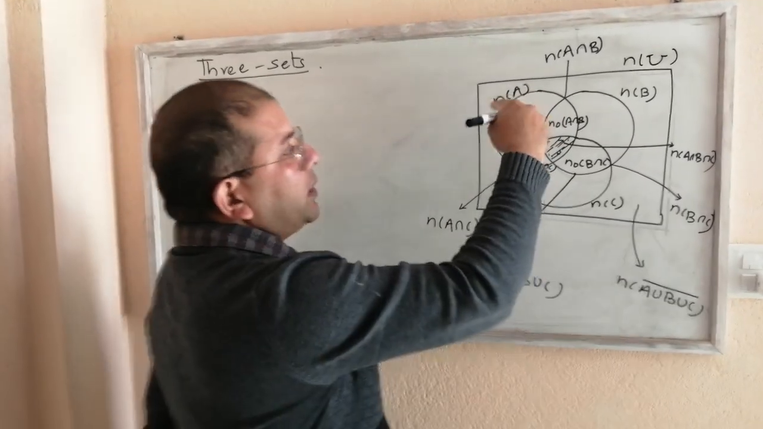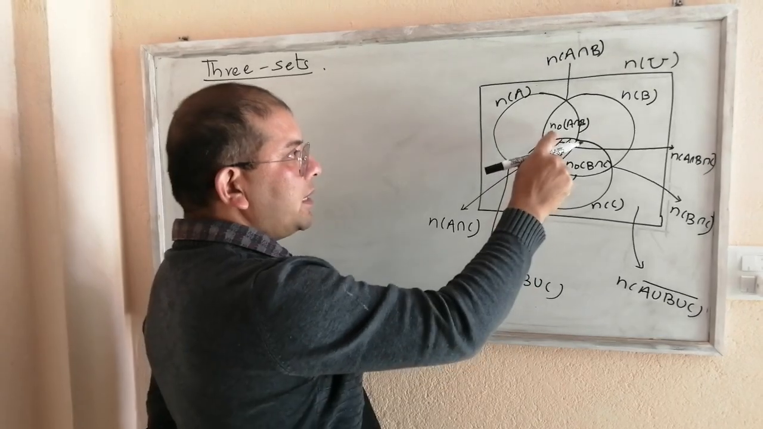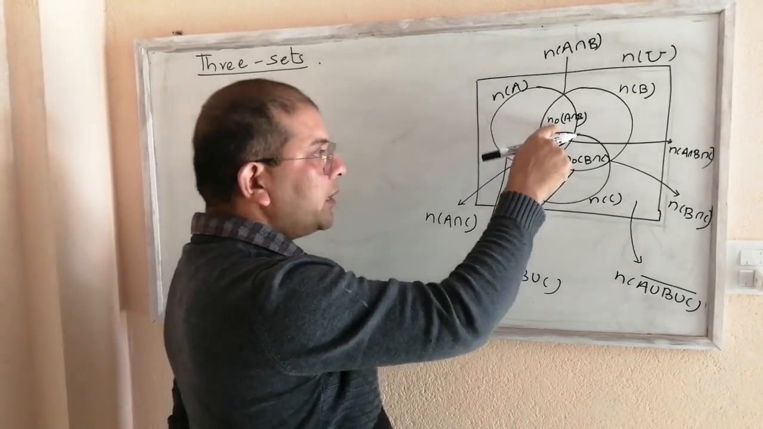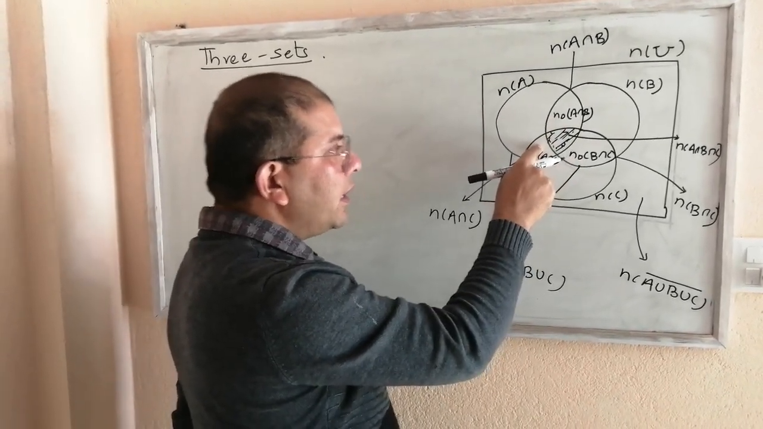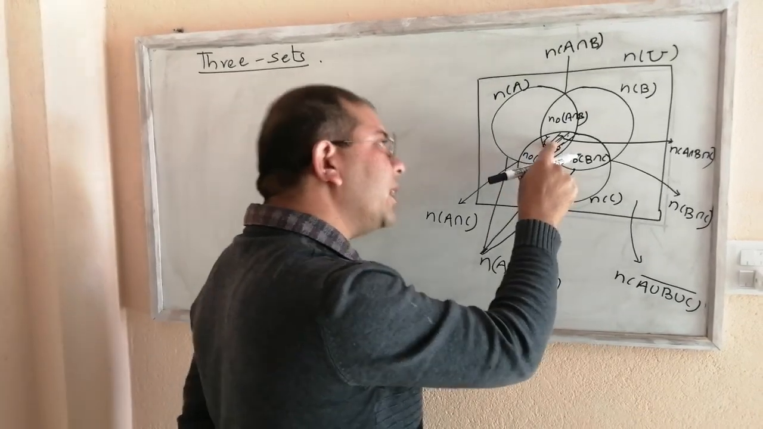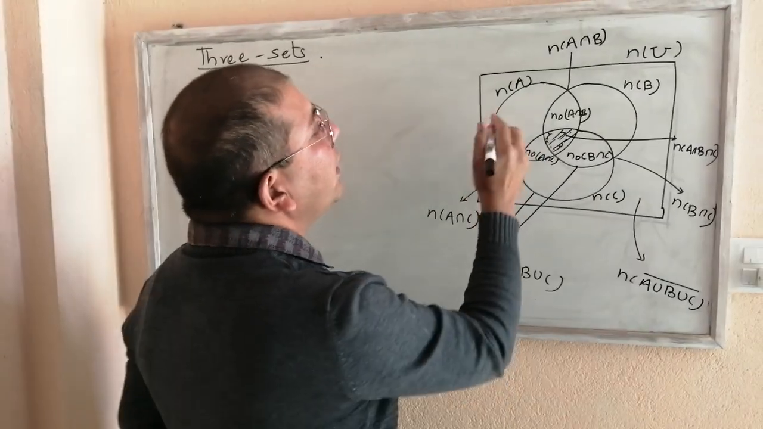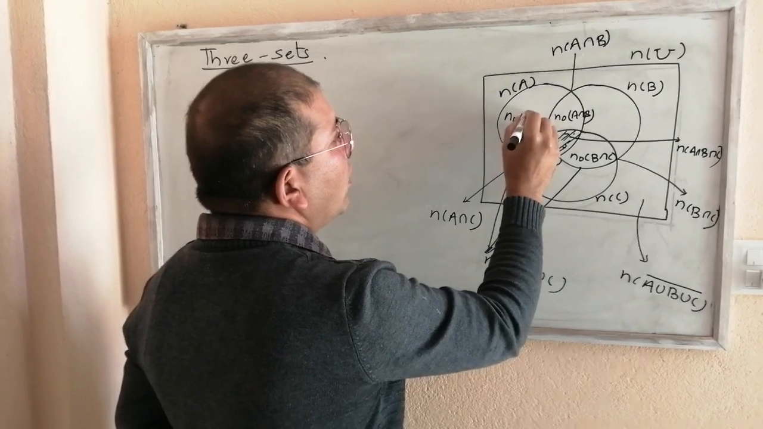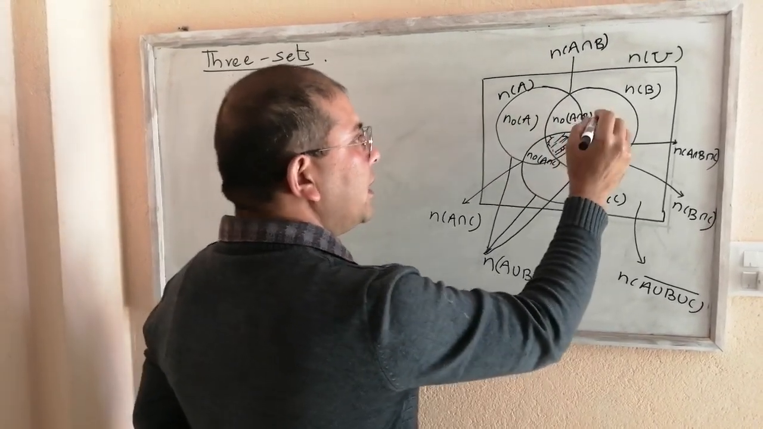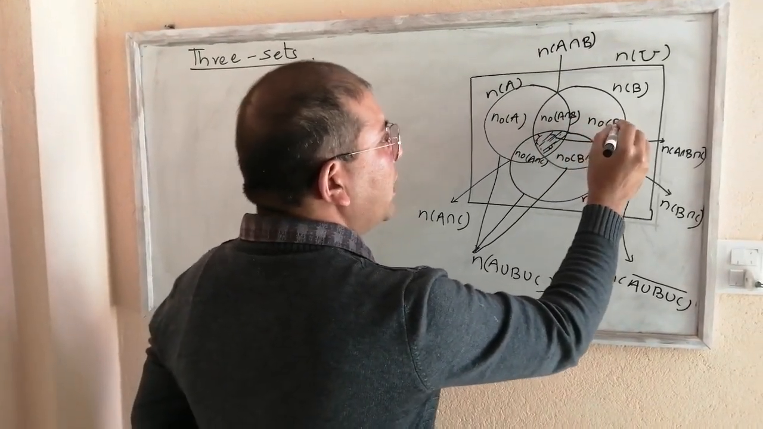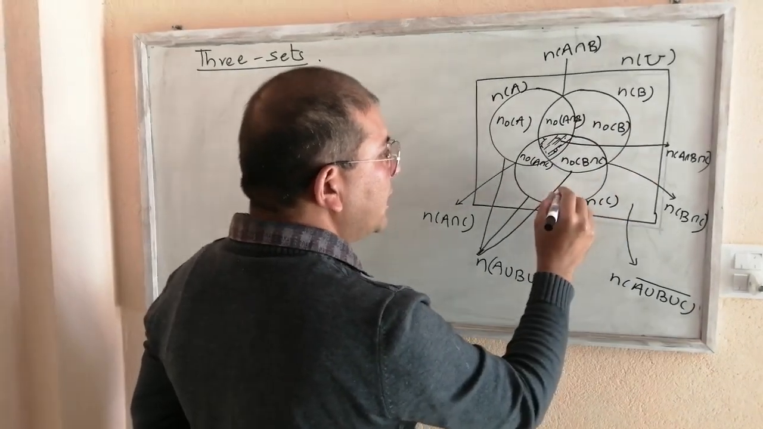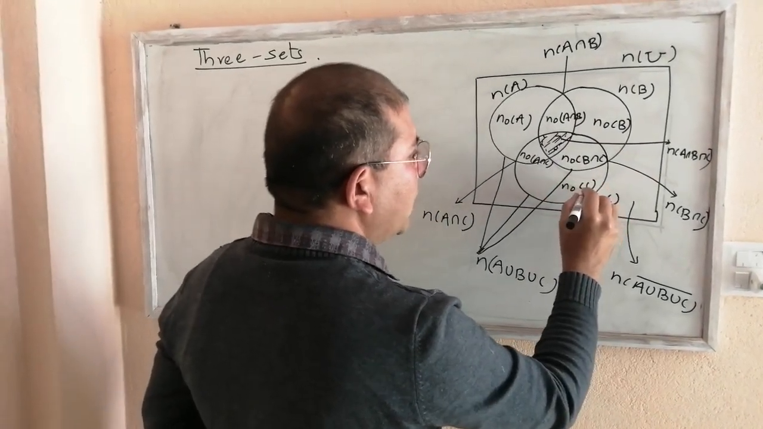Now again, look at this first circle. This is only the intersection of A and B. This is only the intersection of A and C. This is the intersection of all these three. But this is only A, it is N naught of A. Similarly, this is N naught of B. And at last, this is N naught of C.